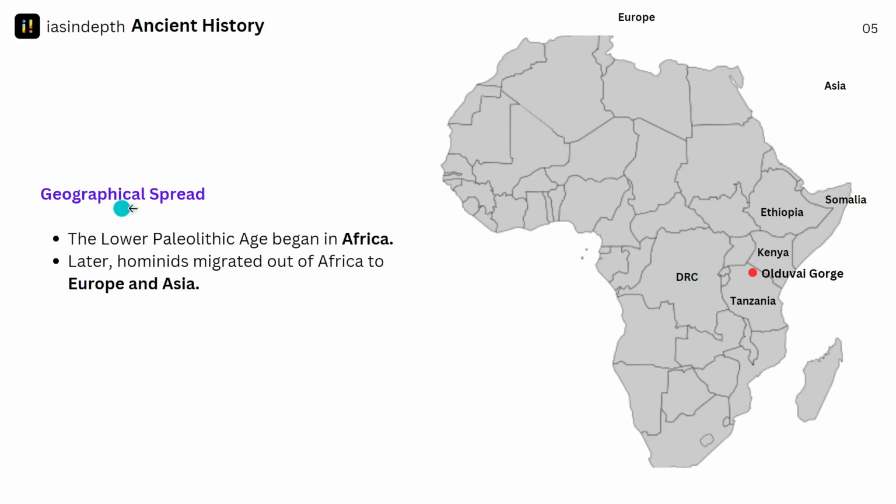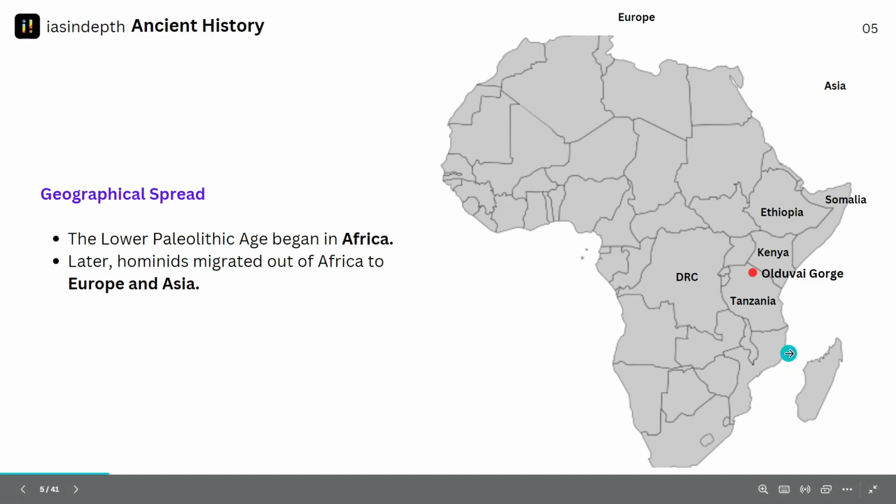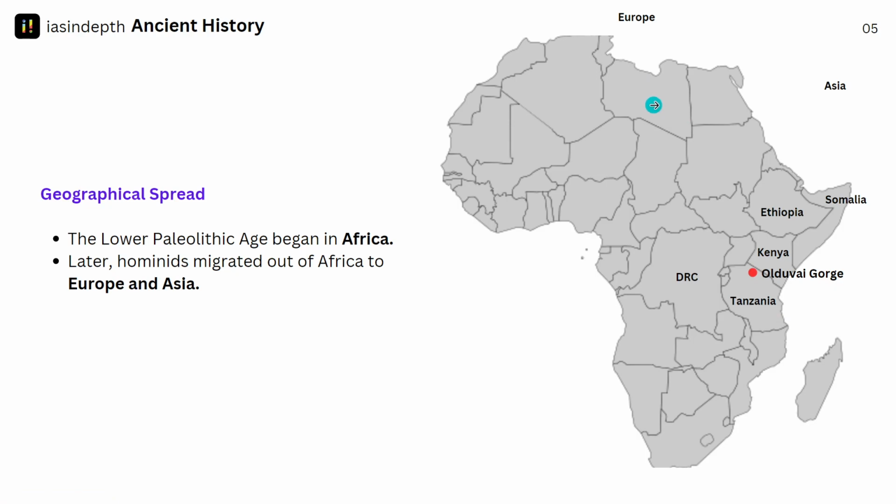Now, if you're talking about geographical spread, the Lower Paleolithic age began in Africa. As you can see, this is the African continent. And later they migrated to the north to Europe, as well as to the northeast to Asia, by crossing the Mediterranean Sea to Europe and by crossing the Red Sea to Asia.